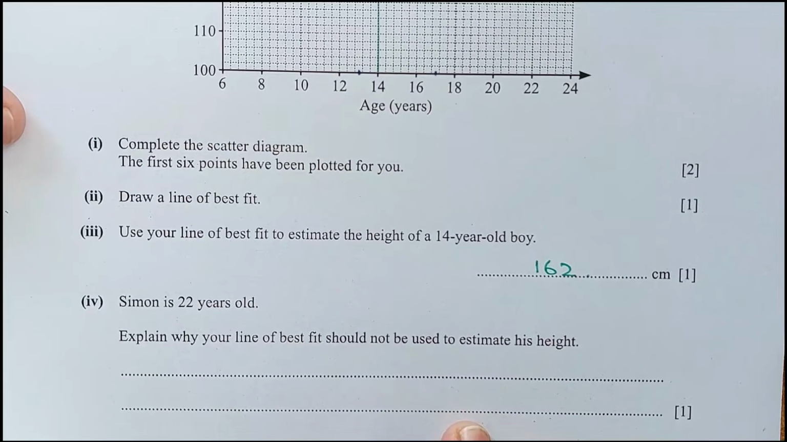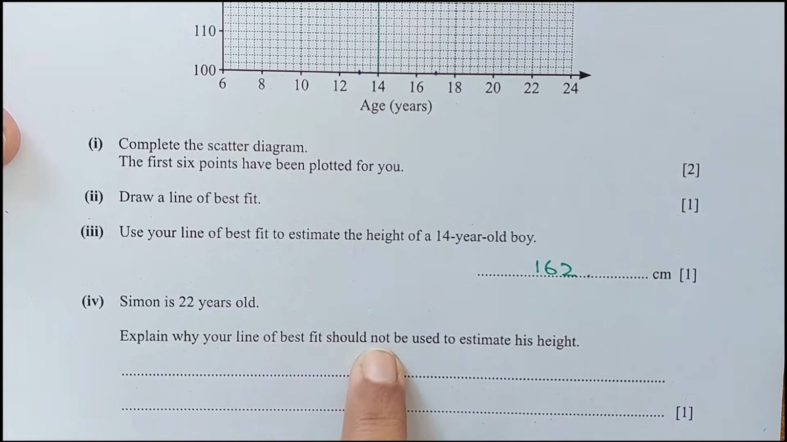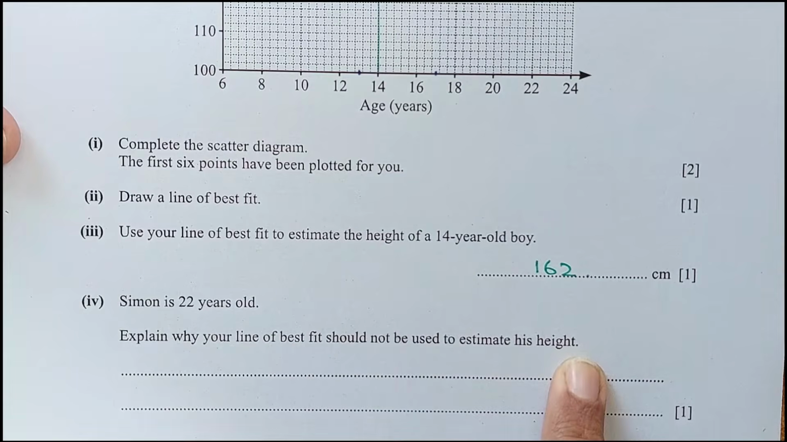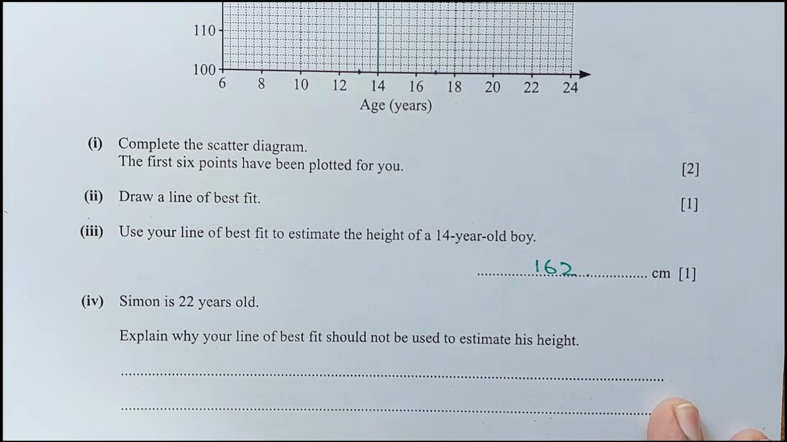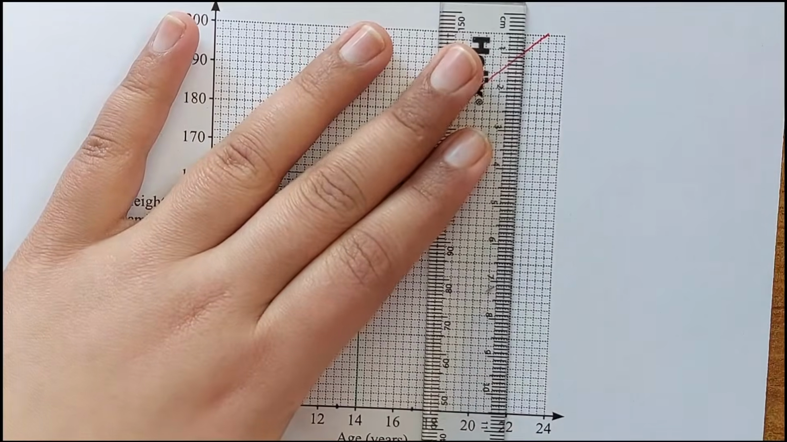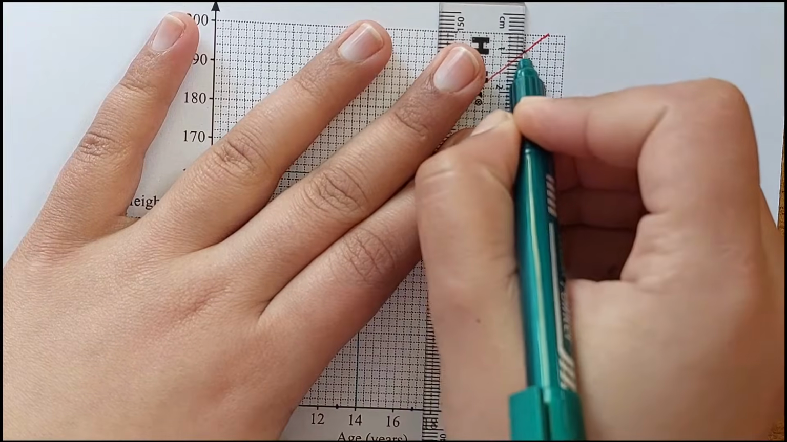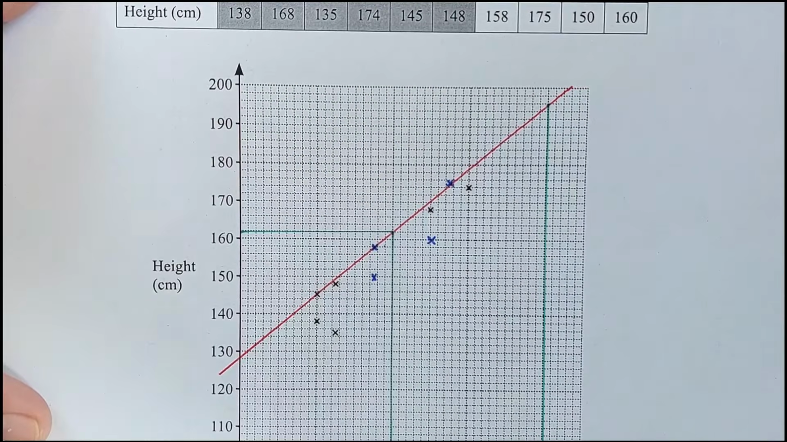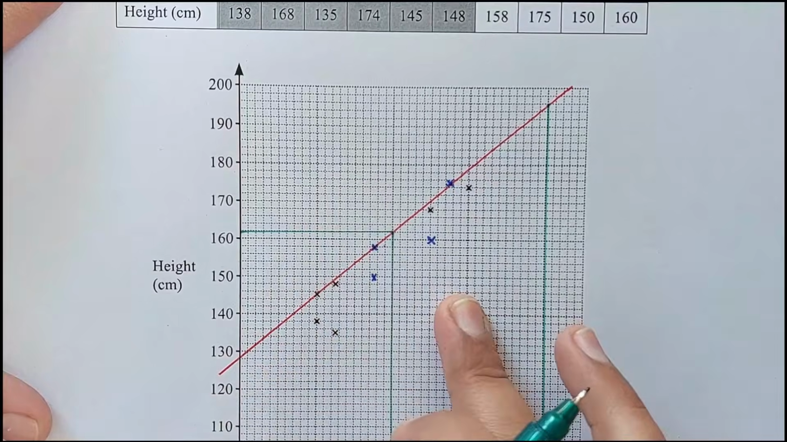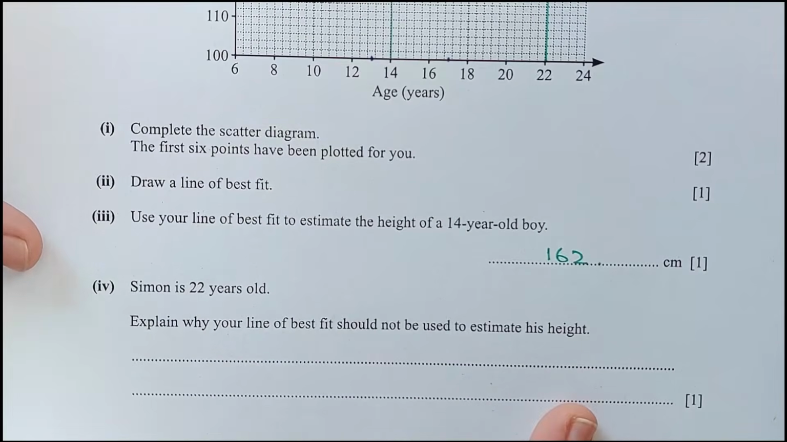Now number 4, Simon is 22 years old. Explain why your line of best fit should not be used to estimate his height. So as you can see, your line of best fit is not suitable to estimate his height, because the age of 22 is outside the range of the given data. So the data is in the middle. So that is why it is not suitable, right?